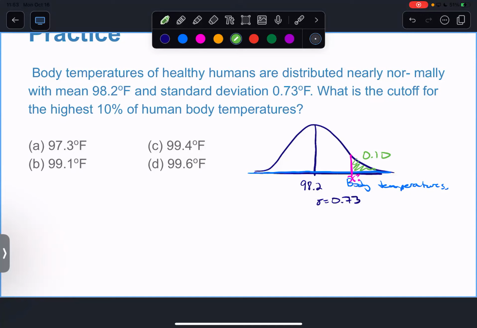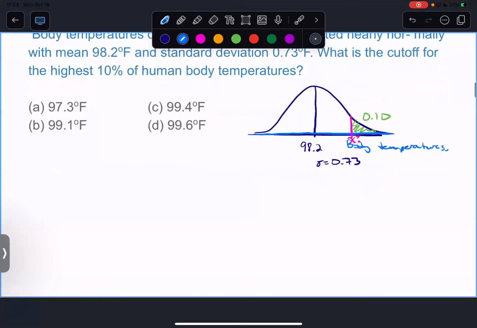Give you a moment while I write out my blurb to find that area. What do you have to do here? There are 2 obvious things that you could do. What's the first one? You could say, well, the table only gives me the area to the left. So what's the area to the left if the area to the right is 0.1? Well, it has to be 0.9. So you could do that, right? And then you would find the table entry closest to 0.9. That's fair.